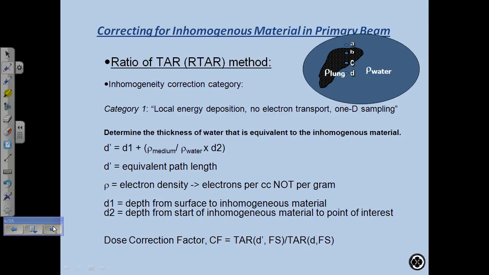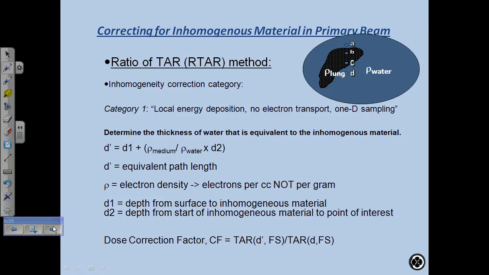Simplest case. This is how it works, and this is kind of cool. Determine the thickness of water that is equivalent to the inhomogeneous material. So we're going to use a method where we calculate the equivalent depth. Do you guys use RadCalc in the clinic? Yeah. You use RadCalc for inhomogeneity corrections. When you do an inhomogeneity correction in RadCalc, you have the option of picking equivalent depth, and that's what this does. I'm not sure if it uses RTAR or another method, but this is what it does. It calculates the water equivalent depth.